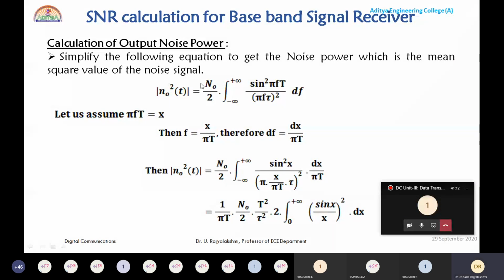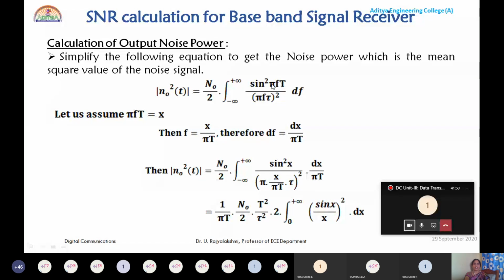Okay, now let us simplify that. So here n0 square of t is n0 by 2 integral minus infinite to plus infinite sin square pi f t divided by pi f tau whole square df. Actually, our intention is to get in the form of sin x by x whole square. But in the numerator, you have t and denominator, you have tau. So you need to rearrange that to get in the form of sin x by x whole square. OK, so for that purpose, let us simplify the corresponding expression.